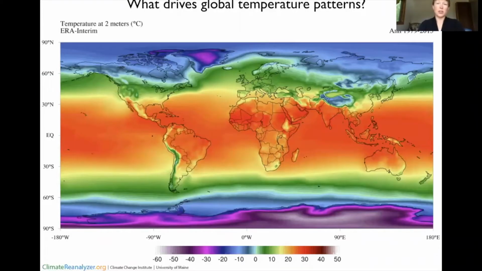So I want to start with a broad question. I don't know why the Zoom menu just popped up covering my slide. There it goes. And the broad question is, what drives global temperature patterns?